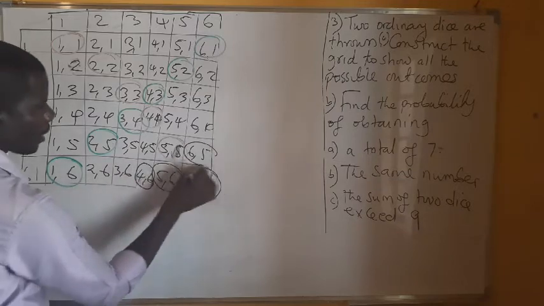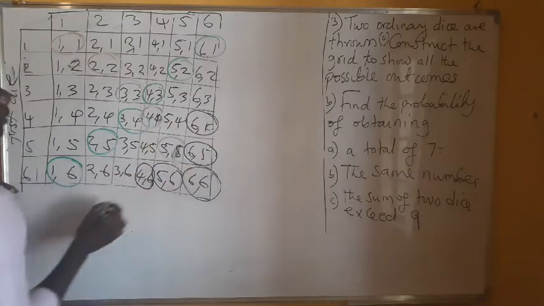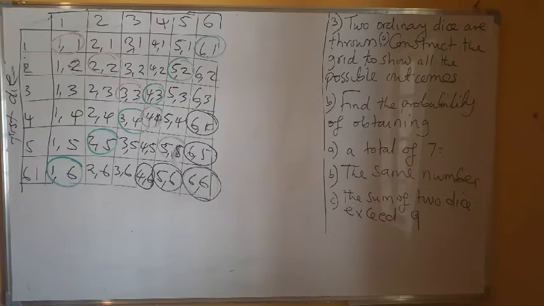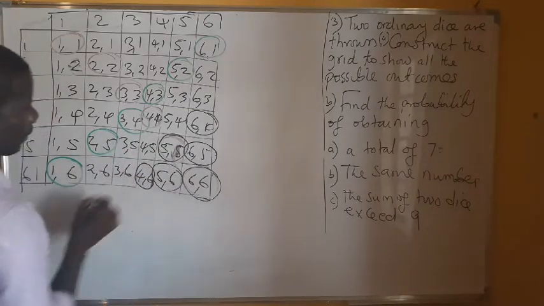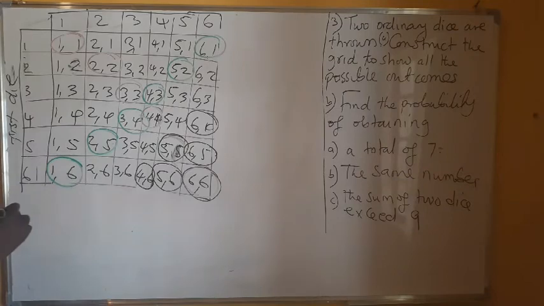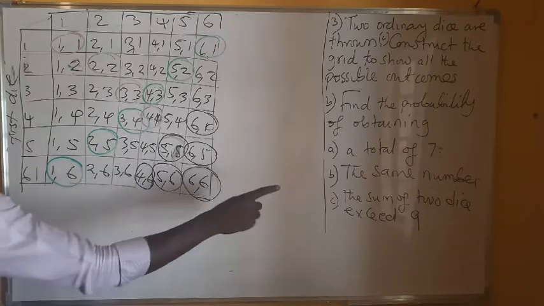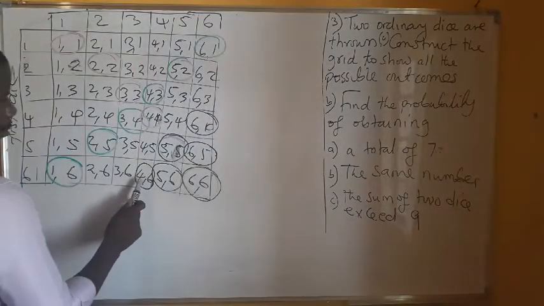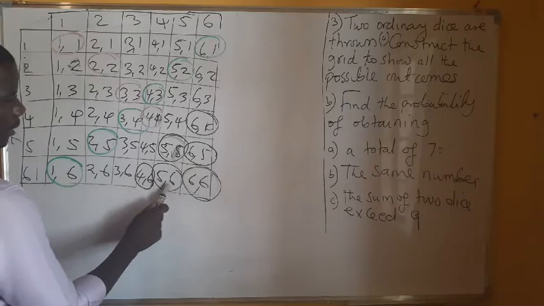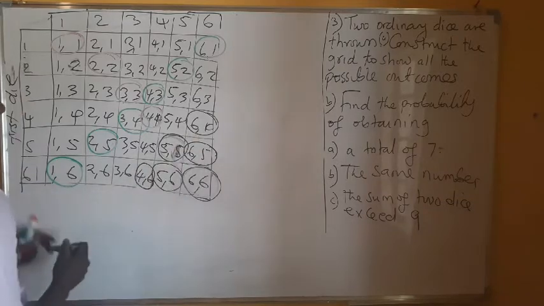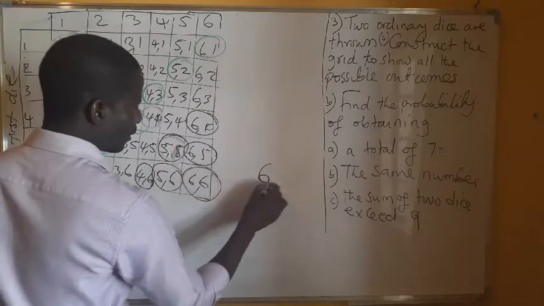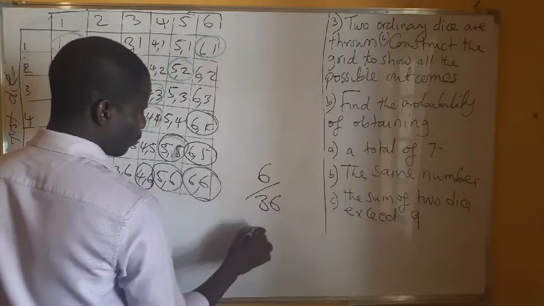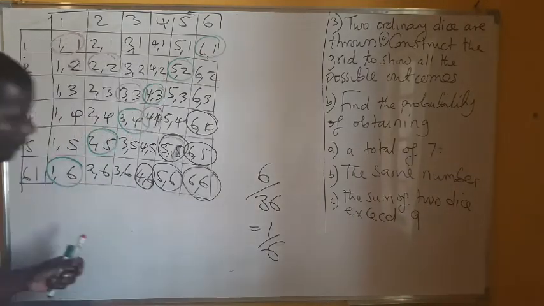Then this one, and this one. They exceed 9, they are more than 9 when you add the sum of the two. So we have this case. How many are they? There are 6. So it will also be 6 over 36, which will be 1 over 6.